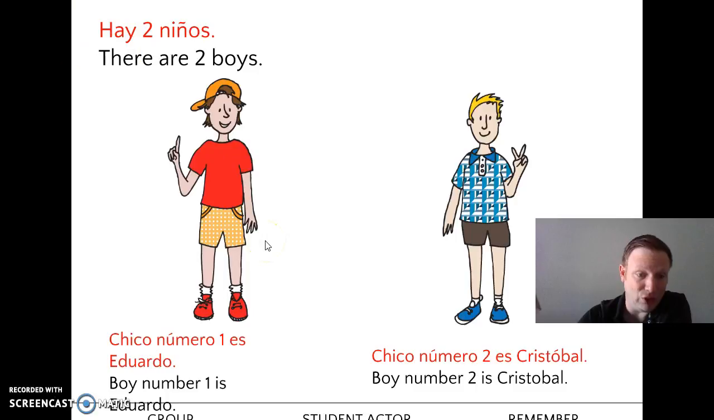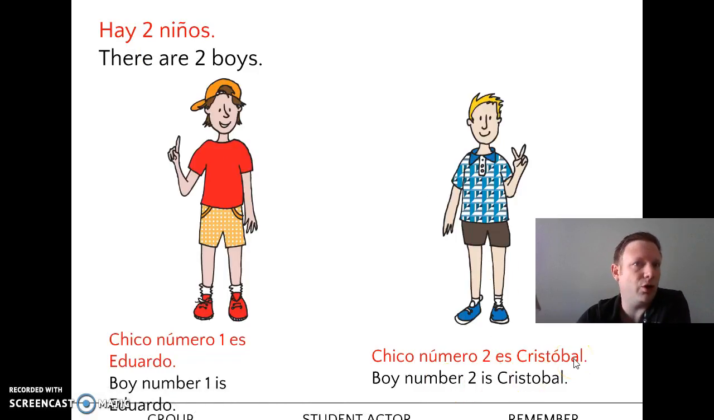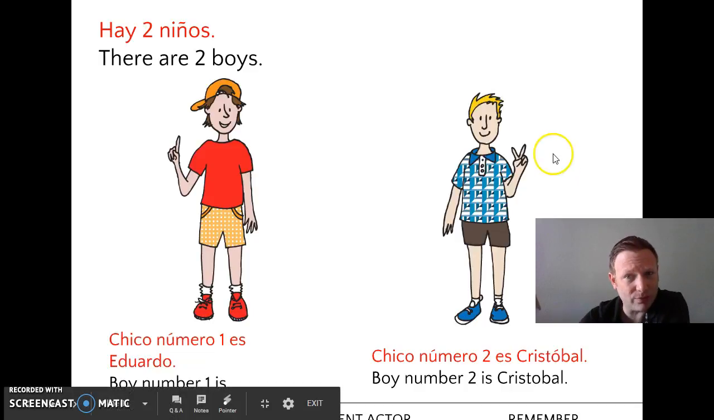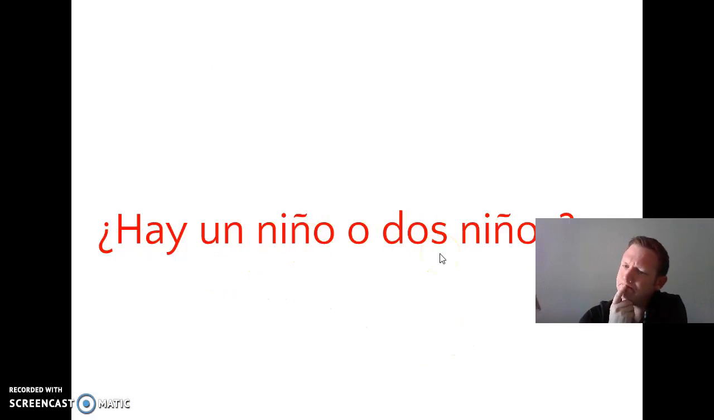Eduardo es un niño. Chico número dos es Cristóbal. ¿Cristóbal es una niña? No, Cristóbal no es una niña. Es obvio, Cristóbal es un chico. ¿Hay un niño o dos niños?